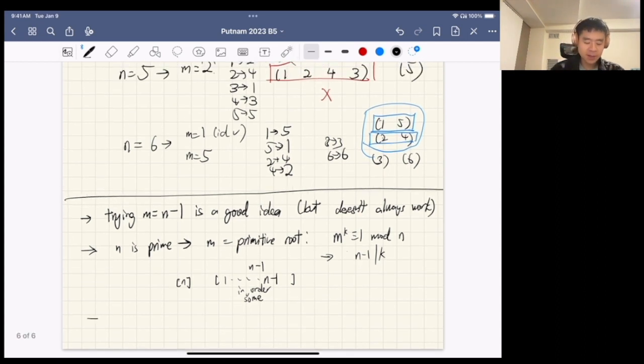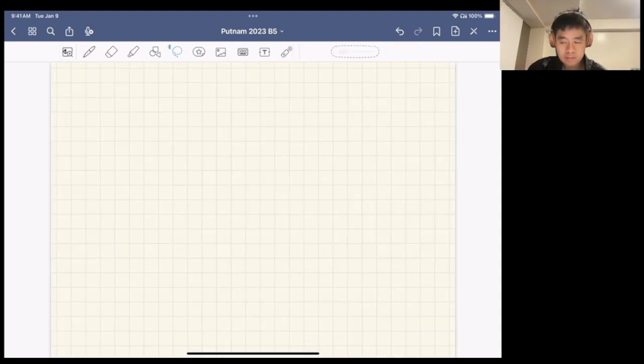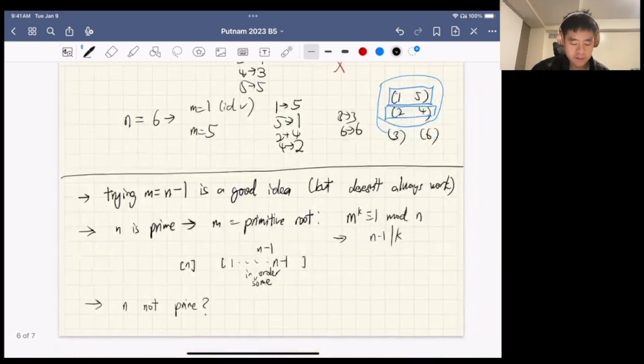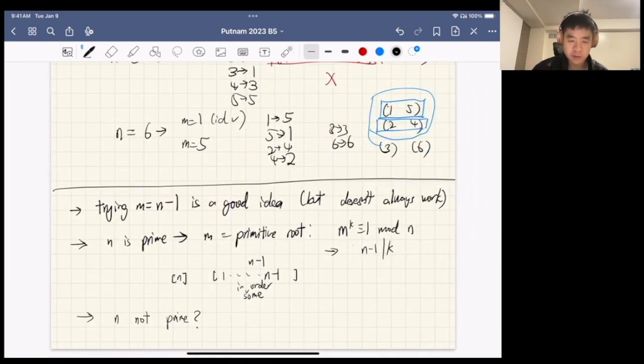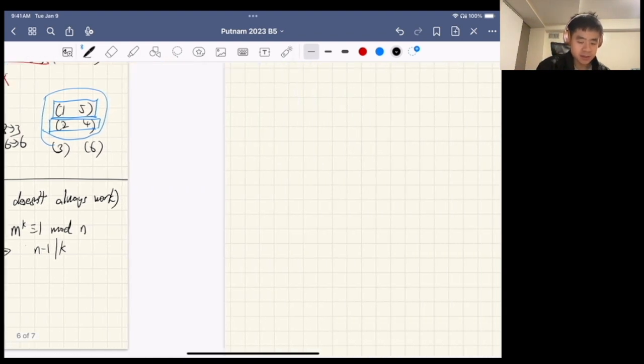But what happens if n is not prime then? Okay, so this is just the roadmap that we are going to do. Recall that we have this roadmap from just now. We know that n equals prime is going to be out, except for n equals 2 just now. But how about n is not prime?